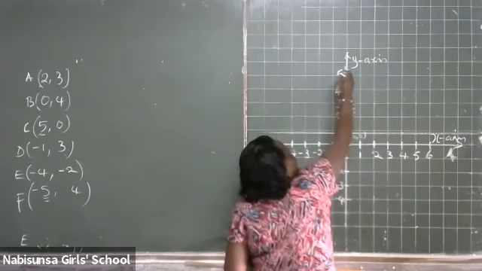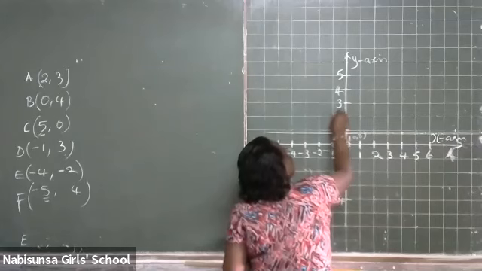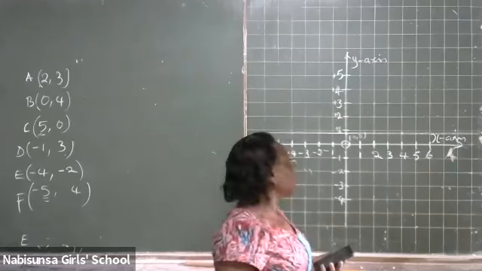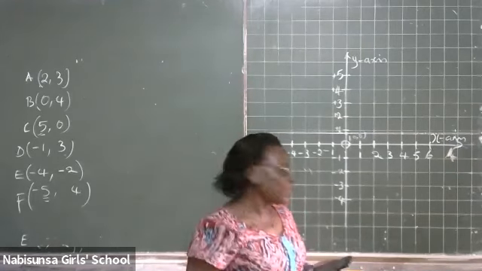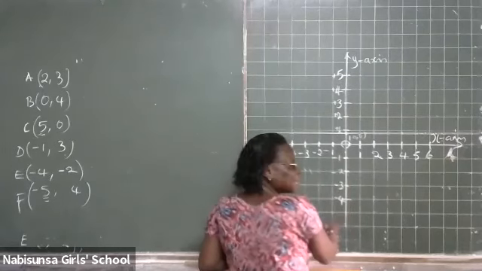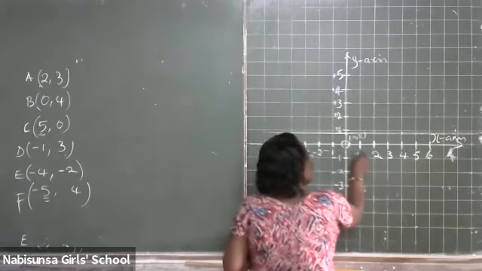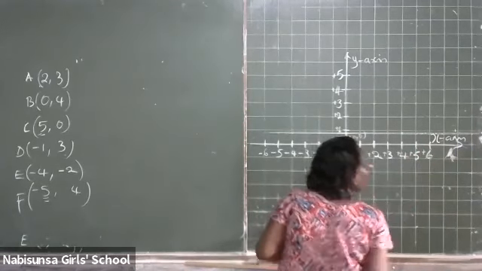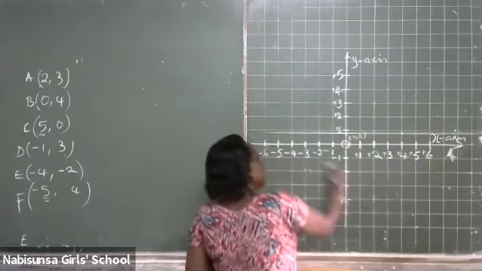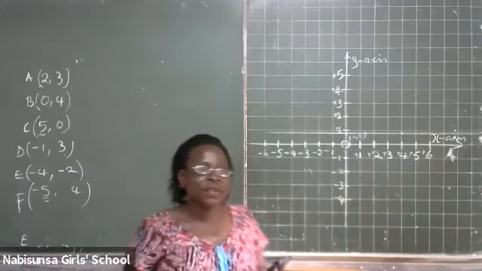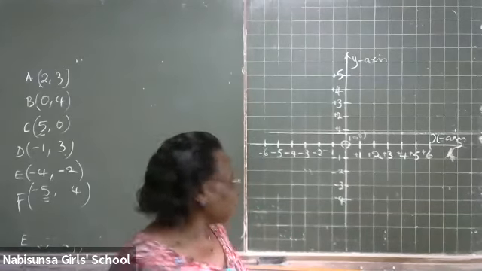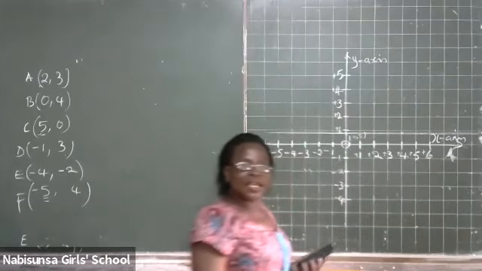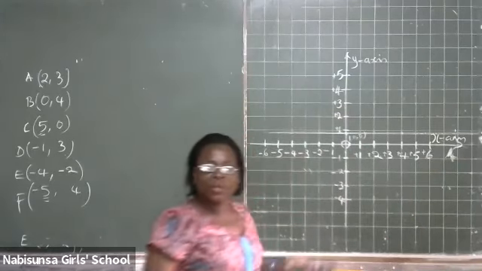Above the origin, the y's are positive. The positive sign is optional. You can indicate it or you may leave it. Whenever we don't find any sign, we know that those are positive values. And below, we have the negative values of y. After the origin to the right, we have the positive values of x, and to the left, we have the negative values of x. And when you are writing the numbers on the x-axis, the values are written below the x-axis.